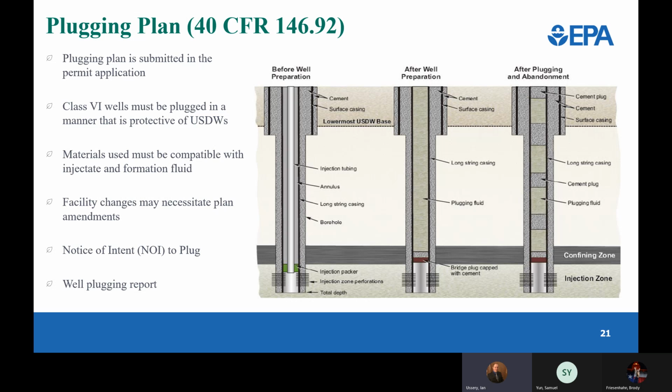A well plugging report is also required, and this must be submitted 60 days after plugging for the UIC program director to review. This is a detailed account of how the injection well plugging plan was implemented, and it's to be retained by the owner or operator for 10 years following site closure.